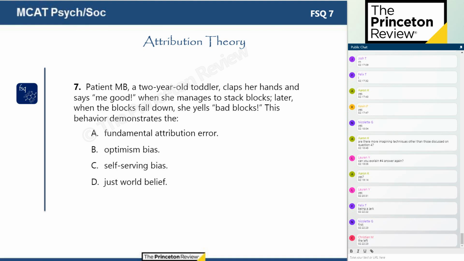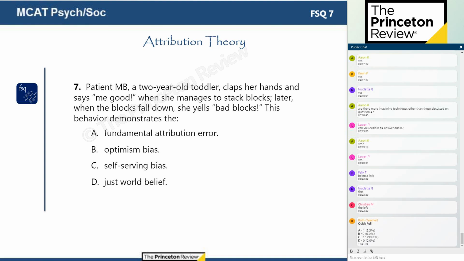Alrighty. Closing the poll, publishing results. Most folks are in agreement that the answer is C. And indeed it is. Yeah, this is absolutely self-serving bias, right? When things are going great, it's because I'm great. When things mess up, it's somebody else or something else's fault. Couldn't be because I messed up.